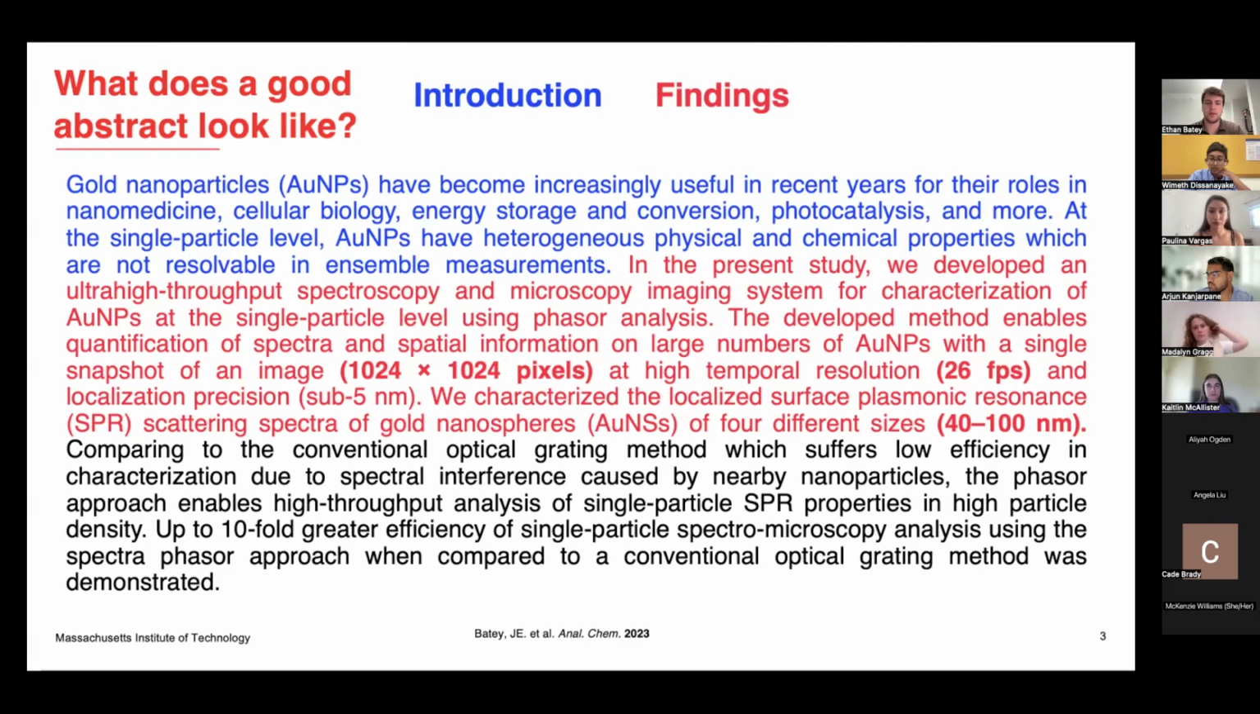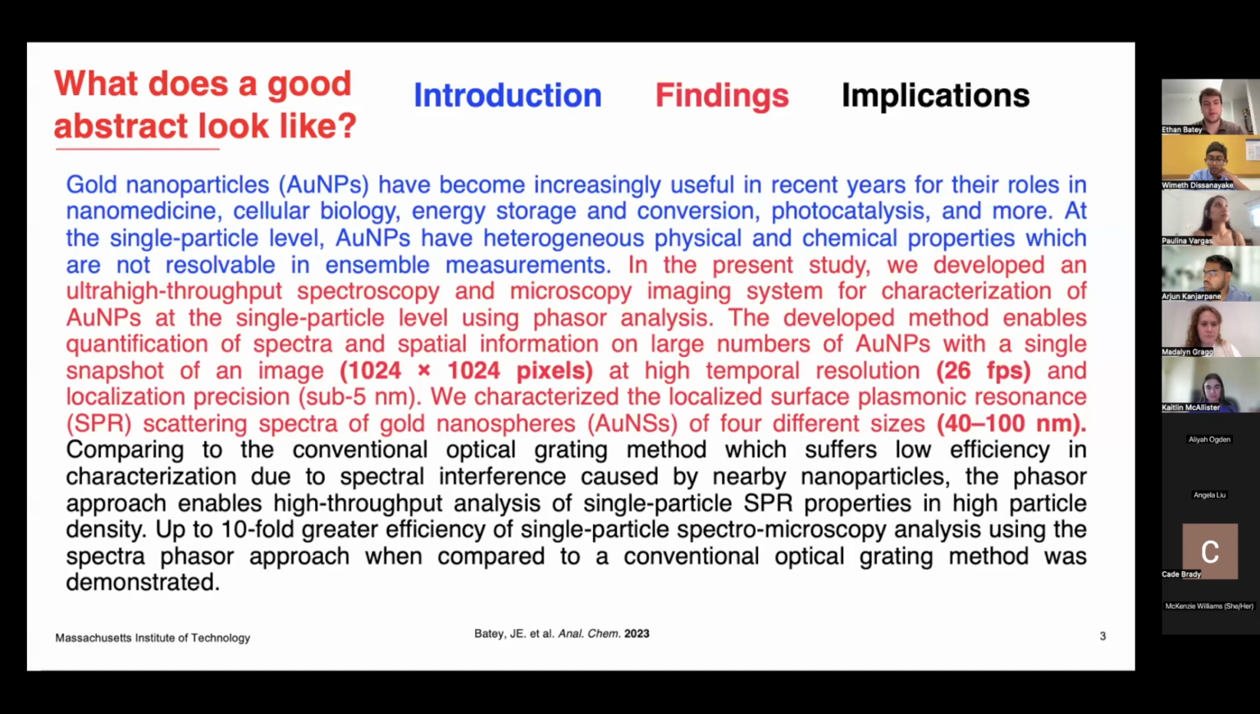We characterize the localized surface plasmonic resonance scattering spectra of gold nanospheres of 4 different sizes. So you can see in the findings section here, we have outlined basically what our advancement was and then briefly how it was done. It mentions here that the phasor analysis was used and we got this resolution with this time scale, and so on and so forth.